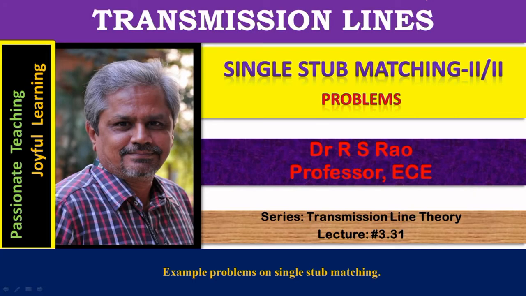Transmission lines, single stub matching problems, series on transmission line theory, lecture number 3.31. Single stub matching technique is a simple technique used to match load to line using a short piece of lossless transmission line. In the present session, we focus on problems which involve short-circuited stubs, open-circuited stubs, real loads, and complex loads too.